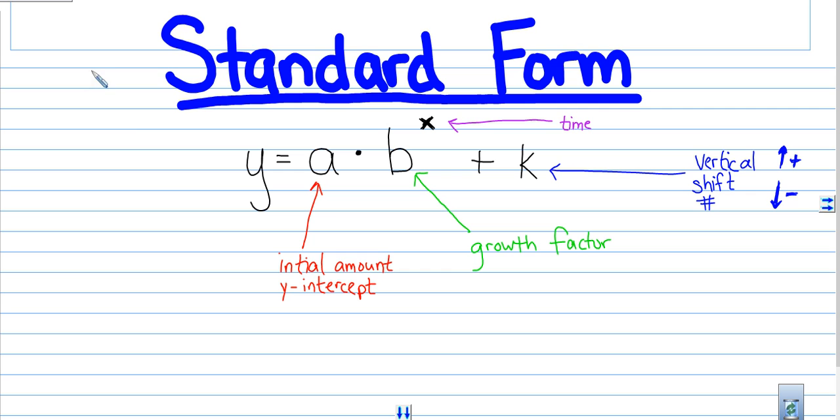So, our first example, we're going to identify the y-intercept and growth factor. Then we're going to determine if this is a growth or decay or neither type of equation. So if you would like, go ahead and work on this now. You can pause the video, and then when you're done, unpause it and see if you're accurate.